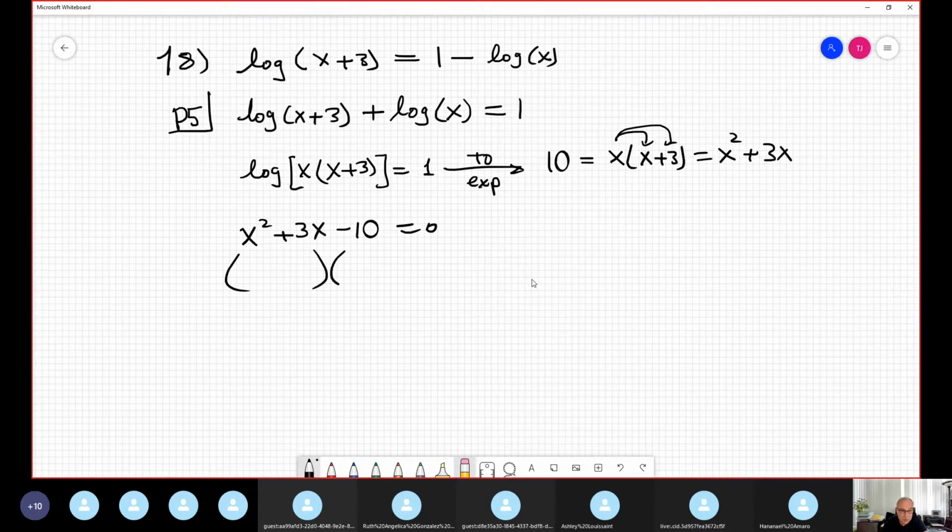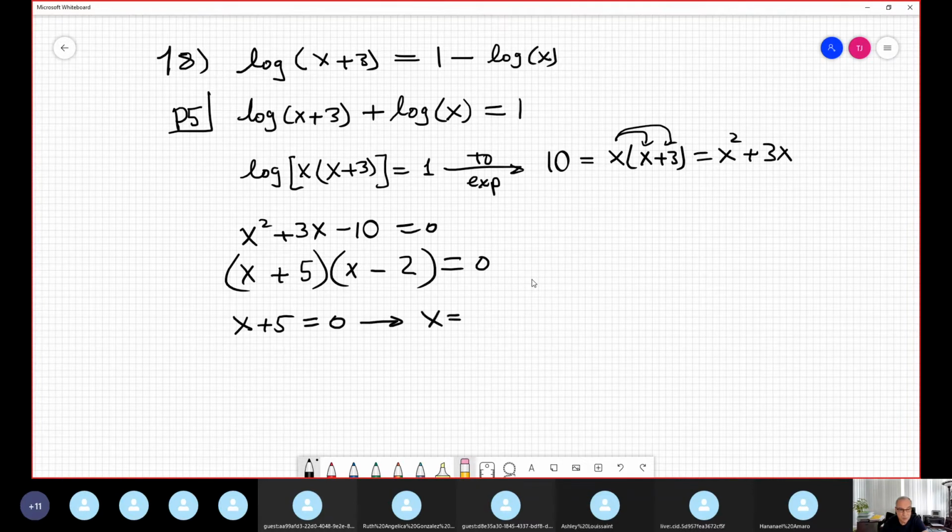Okay, in this case, I suppose we can solve this quadratic equation by factorization. Because we need two numbers that multiply to give 10 and somehow give 5 when you add or subtract, which is 5 and 2. With different signs: 5 positive and 2 negative. So we have x plus 5 equals 0, solution is negative 5, and x minus 2 equal to 0, solution is 2. It's obvious that the negative solution doesn't work. This is completely wrong, because when you plug in negative 5 in the original, it doesn't work.